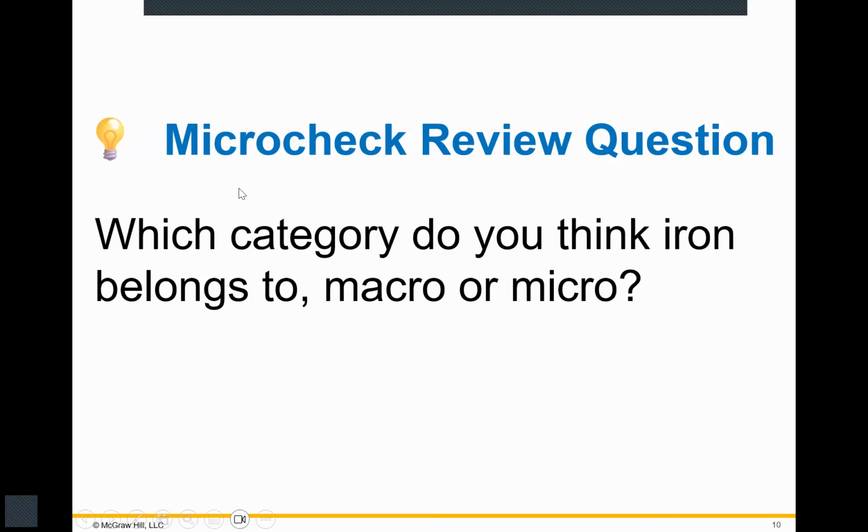Now let's pause and do a quick micro check. If you take an element like iron, which category do you think it belongs to? Macro or micro? Feel free to pause and share your answer with me in the comment section.